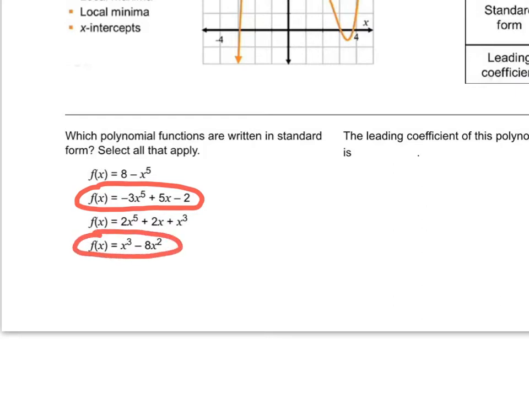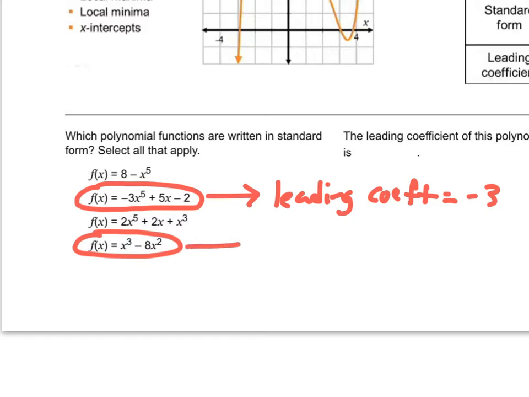Okay, the reason why is because the exponents go from large to small. Here you got an exponent of 5, exponent of 1, and then exponent of 3. So that order isn't right. Here they have 3 and then 2. So that works. So the leading coefficient of this one is equal to -3.